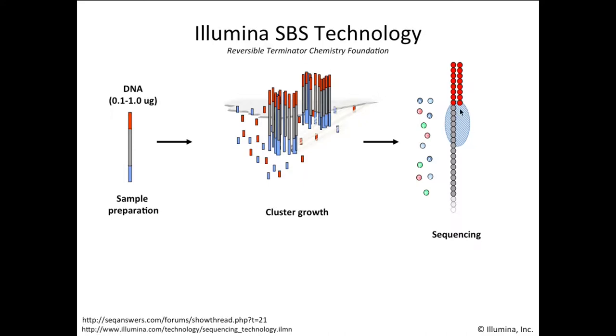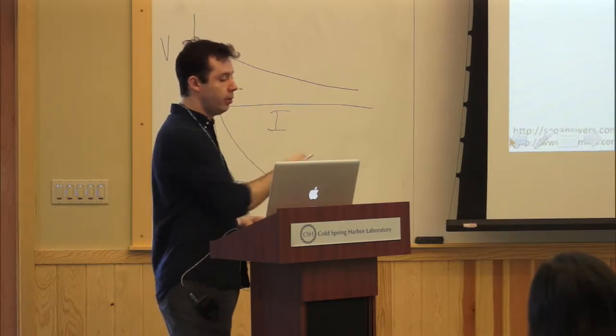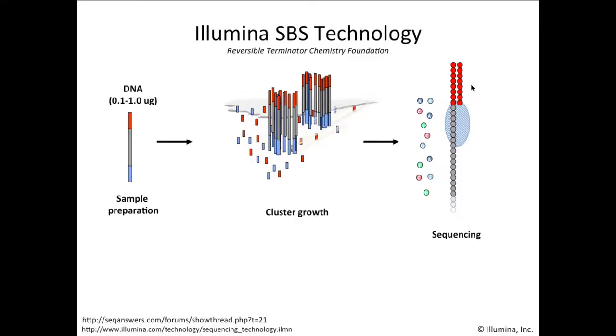One nucleotide is going to incorporate because that's the one that's complementary to the nucleotide on the other side, okay? And so this is the nucleotide that's going to be read by the sequencer. It's essentially a scanner that's going to flash light onto the slide. That's going to give rise to fluorescence, and it's going to give you the identity of the nucleotide that's being incorporated. Okay?